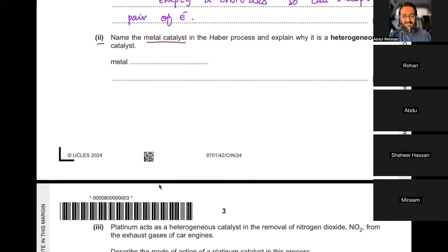Next part. Name the metal catalyst in Haber process and explain why it is a heterogeneous catalyst. So if you recall, it is iron, and further, nickel is not used in Haber process, Shazil. It is heterogeneous because it is in a different state or different phase as compared to the reactants.